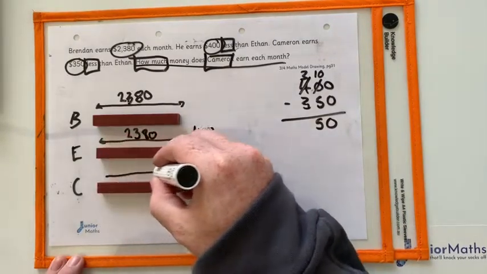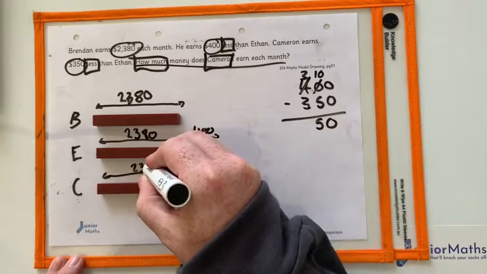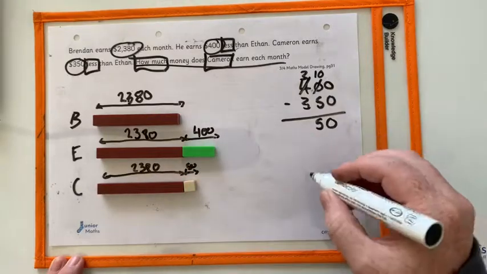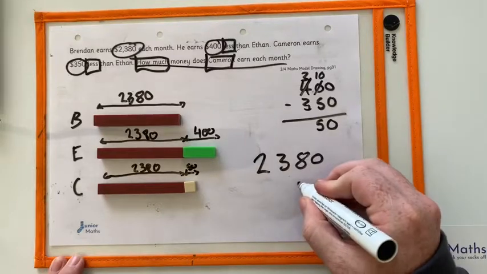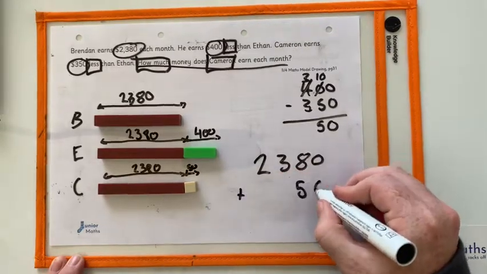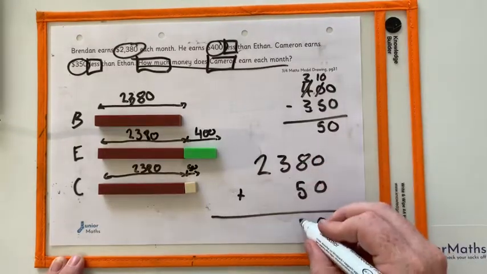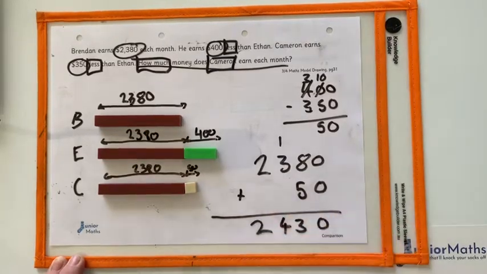So 2,380 and an additional $50 each month. 2,380 plus 50. So Cameron earns $2,430 each month. And our bar model would look exactly the same.